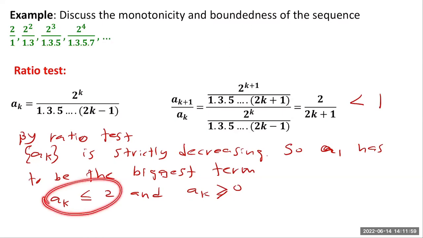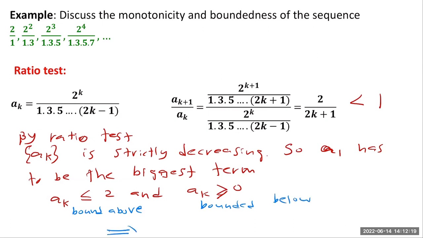This means your sequence is bounded above. This means your sequence is bounded below. What does that tell you? Sequence is bounded. Bounded above and bounded below implies the sequence is bounded. Okay, that completes that example. All right, let's move on.